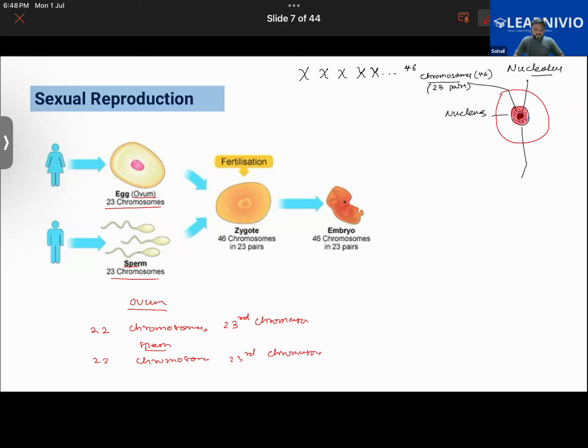But let's cut it short and keep it simple. The simple thing is that a cell in the human body which is not taking part in reproduction would have 46 chromosomes. As simple as that. While these two sex cells, egg and sperm, ovum and sperm, will have 23 chromosomes. When these two combine together, they will form a zygote, and then it will further form 46 chromosomes. So now the number of chromosomes is restored.